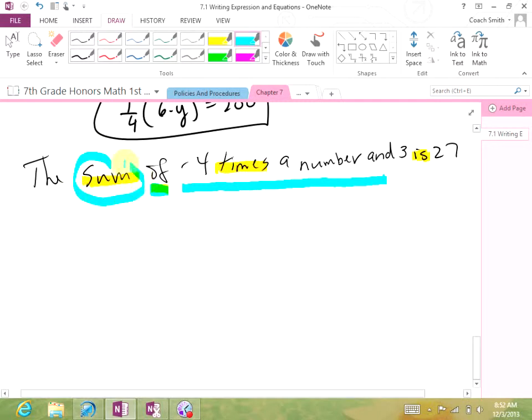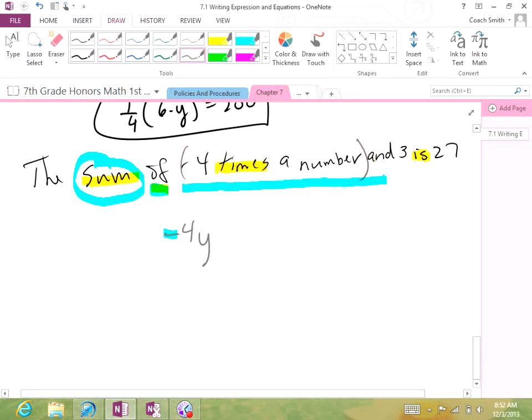Once again, that being a key term in there. First, let's look at this. How do I write -4 times a number? Okay, so -4y. That's -4 times a number. Okay, that's this part right there.